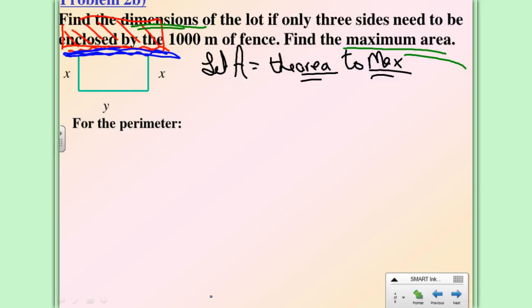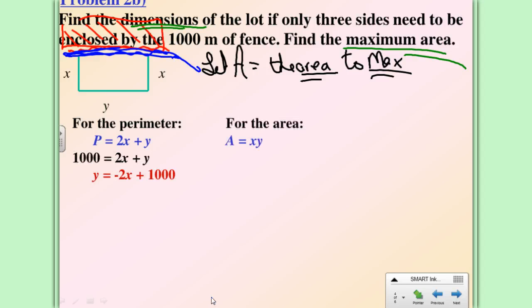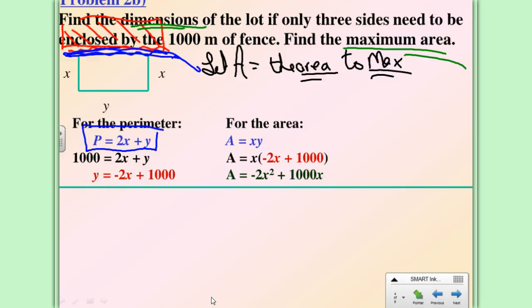Let A equal the area to maximize for 1 mark. Okay? And now you go and do the same. What's area? Still length times width. Right? But now when you look at perimeter, perimeter doesn't have 4 sides, so your constraint is, I only need to use 1,000 meters of fence for 3 sides, so y is equal to minus 2x plus 1,000. And you now substitute that into the equation, and your area is now going to be x times y, substitute, and again, there's your quadratic function.